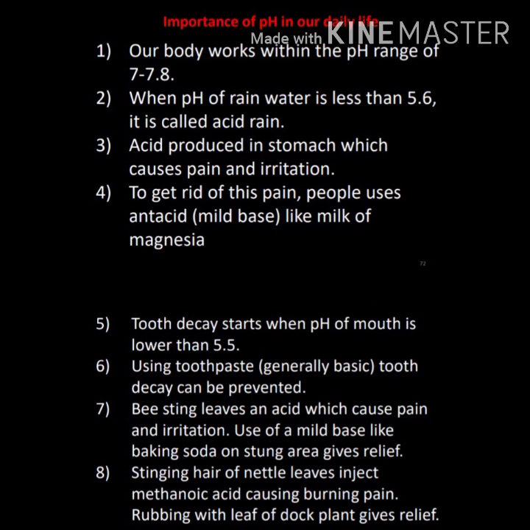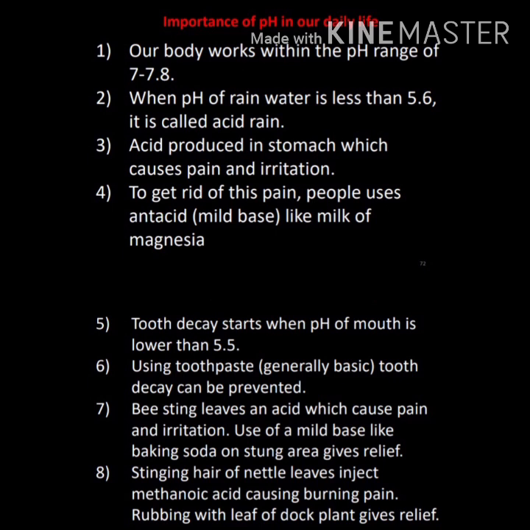Acid produced in the stomach causes pain and irritation. To get rid of this pain, people use antacids like milk of magnesia. Tooth decay starts when the pH of the mouth is lower than 5.5. Using toothpaste, which is generally basic in nature, tooth decay can be prevented.